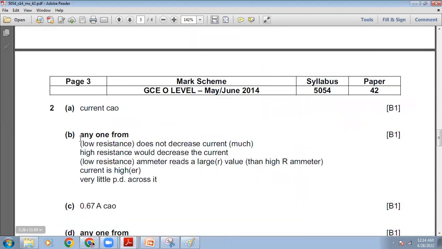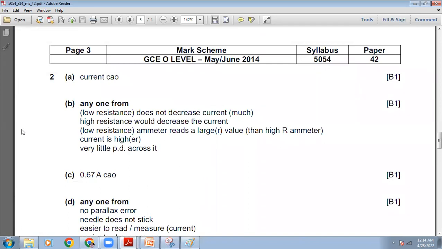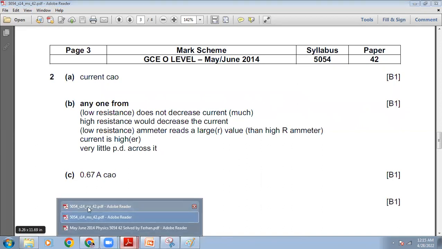Okay, so let's have a look at the marking scheme. The ammeter is used to measure the current, and low resistance does not decrease the current much. High resistance would decrease the current. A low resistance ammeter reads a larger value than a high resistance ammeter. Current is higher, very little potential difference across it. Okay, so we are going to the next part.